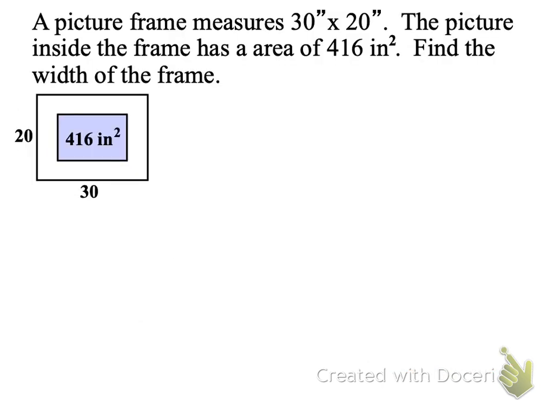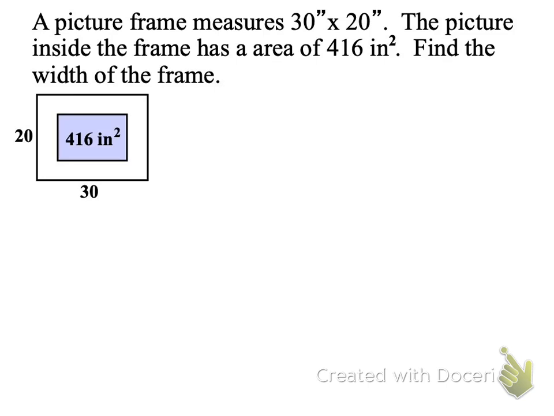Okay, have we done a picture frame question in here? All right. Okay, so here we go. Let's say that the first thing is we've got a frame measure that's 30 by 20. We know the outside of the frame is 30 by 20. The picture inside has an area of 416 square inches. Find the width of the frame.